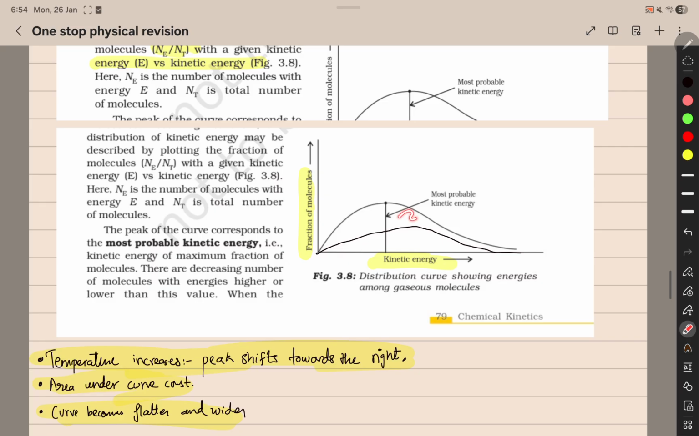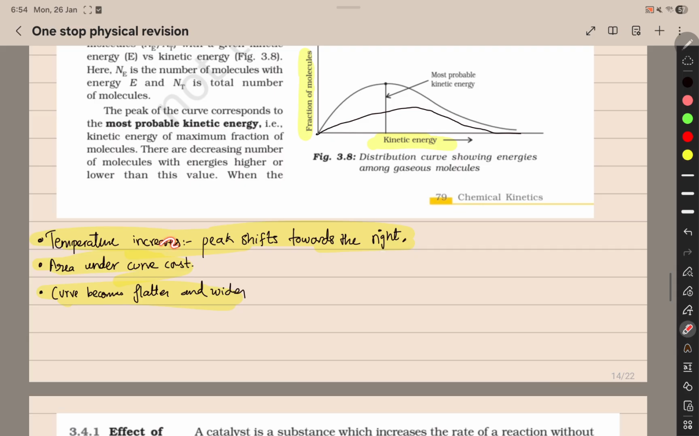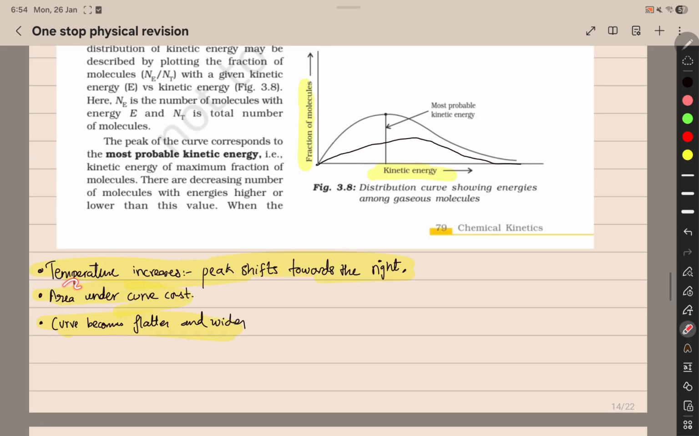Basically, it corresponds to the most probable kinetic energy. As you see, the peak is at this point, right? The kinetic energy will peak somewhere in the middle, and that's when the most fraction of molecules will have this kinetic energy. You need to know what happens with temperature increase. If temperature increases, the peak shifts towards the right. The area under the curve will always be constant. The area under the curve doesn't change. The curve changes in shape.